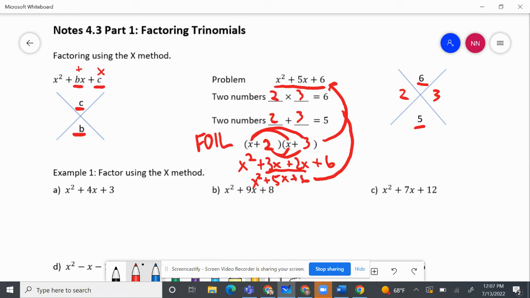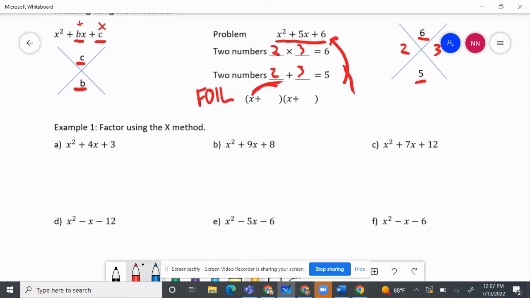So factoring and foiling are basically complements of each other. Factoring breaks it down into binomials. Foiling takes binomials and turns it into a trinomial. So you can see the relationship of the two. So what we're going to do is factor these. And for the first one, what we have is x squared plus 4x plus 3.